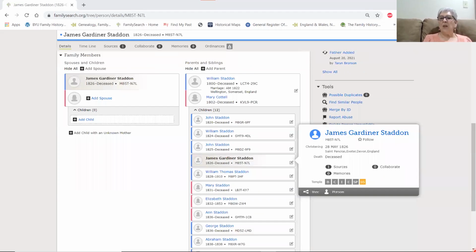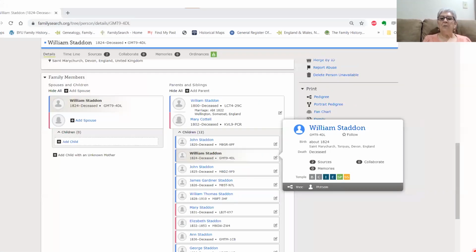Then I looked at this James Gardner Stadton because I was a little bit concerned about that middle name. And it says that he was born, christened in St. Pancras, Exeter. That's not quite consistent with the Broadcliffe of the other two. Then I looked at William, and it said that he was born in St. Mary Church, Torquay. So that doesn't quite fit either.